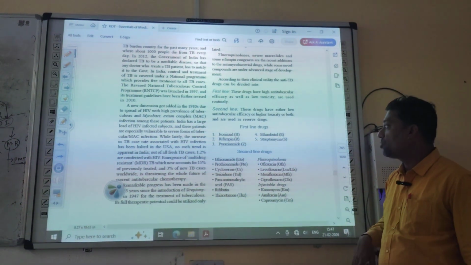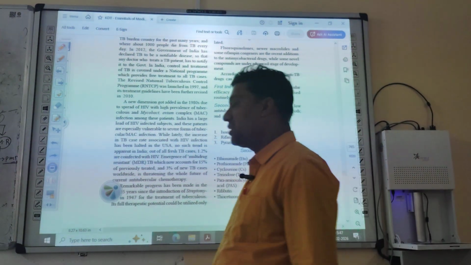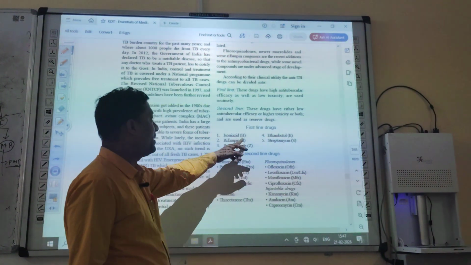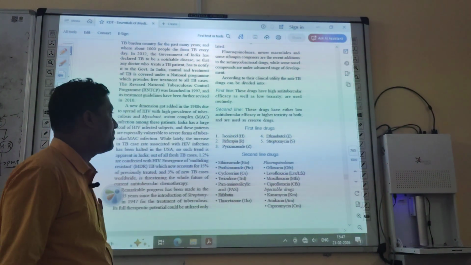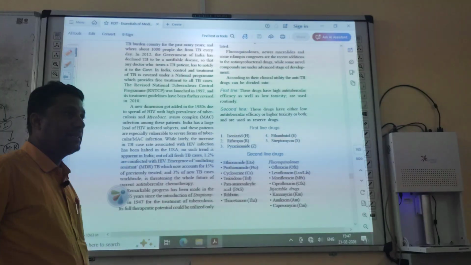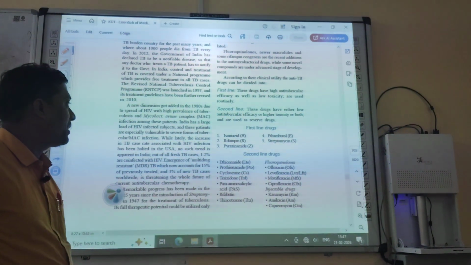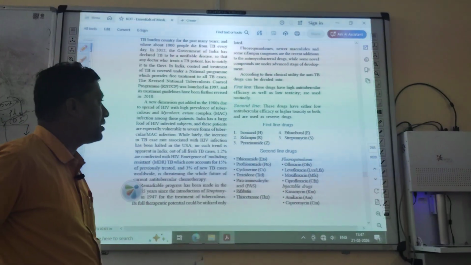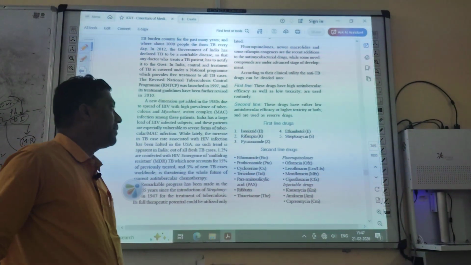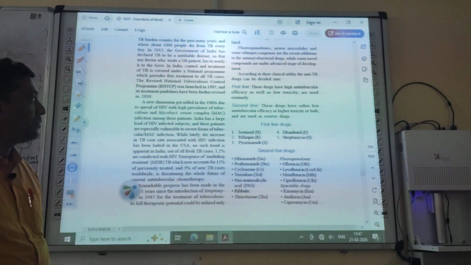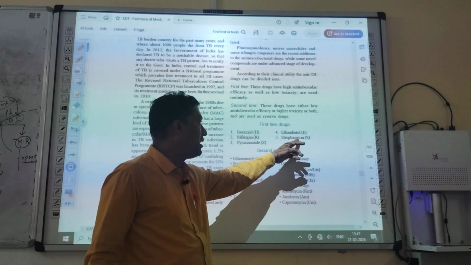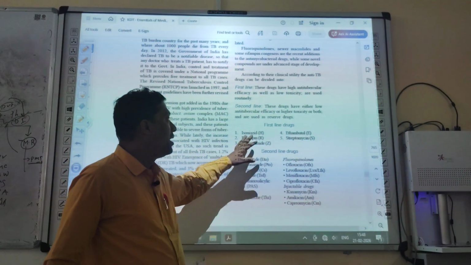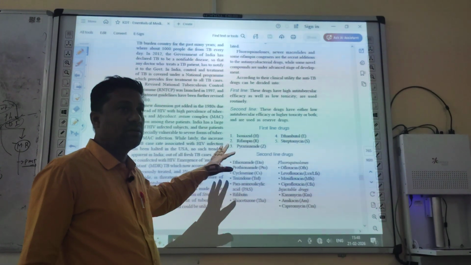Number one is isoniazid. Isoniazid in short form is represented as capital H. Then number two, rifampin, that is capital R. Number three, pyrazinamide, capital Z. And number four, ethambutol. Number five, streptomycin. Ethambutol is represented as capital E and streptomycin capital S. These are the examples of first line anti-tubercular drugs.